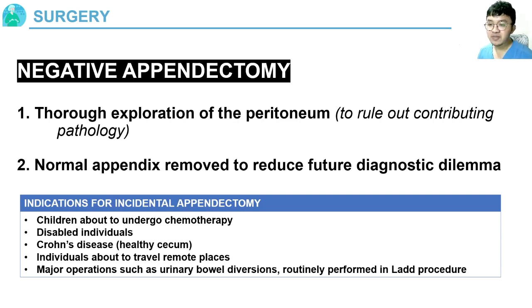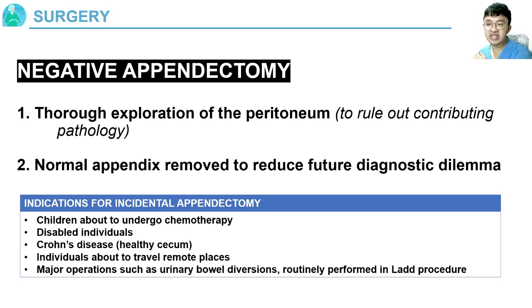In patients who have their abdomen opened for another reason, you may remove the appendix. You call this an incidental appendectomy if you have the following criteria: if the patient is undergoing chemotherapy, in patients who are disabled, in patients with Crohn's disease, especially if the patient has a healthy cecum, individuals about to travel to remote areas, and those who may have major operations such as urinary or bowel diversions, and it's routinely performed in the Ladd's procedure.